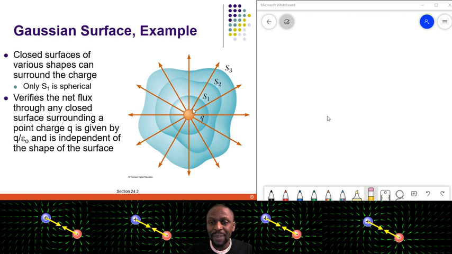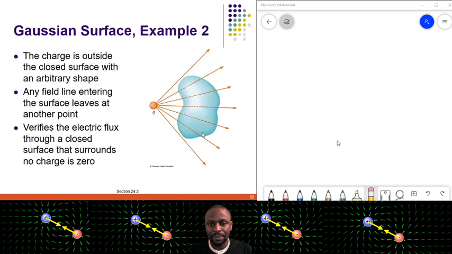Why? Because the flux is proportional to the number of lines passing through the surface, and the number of lines passing through S1, S2 and S3 is the same. This verifies that the net flux through any closed surface surrounding a point charge Q is given by Q over epsilon naught. We only need to know the magnitude of the charge. The shape is not important because flux doesn't depend on the shape. Perhaps this will also help you understand the previous quiz.